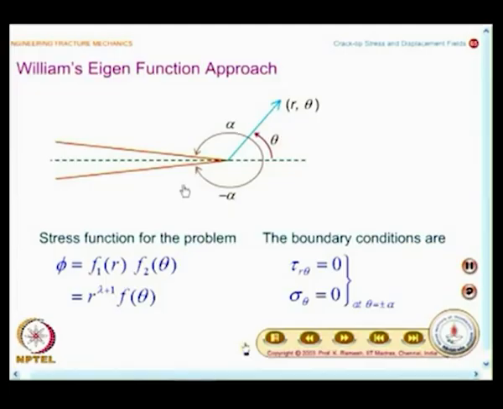Now we will continue with Williams eigenfunction approach. We had looked at what is the stress function form, and we have looked at what are the boundary conditions. We are not talking anything about what happens at infinity. We are only saying the crack faces are free. At infinity, you only say you have smoothly varying loading situation.